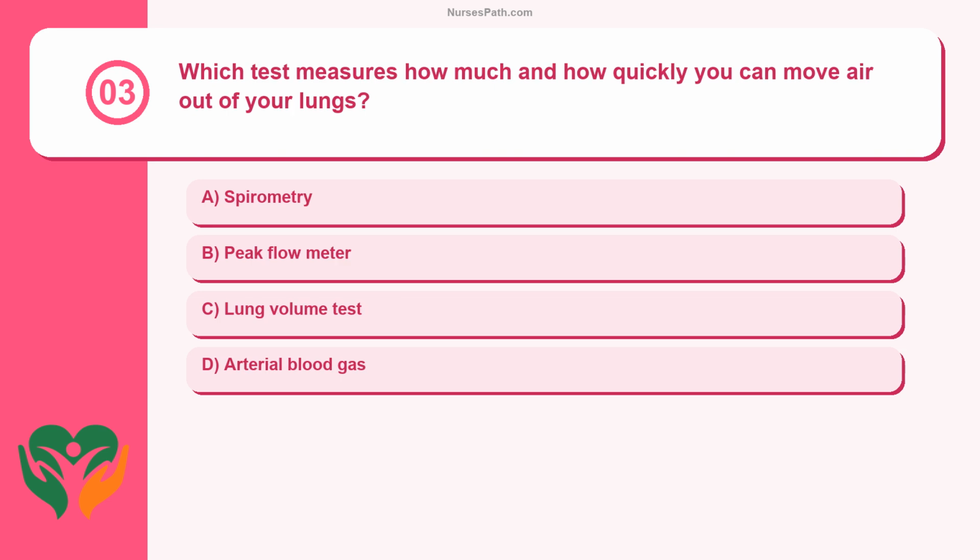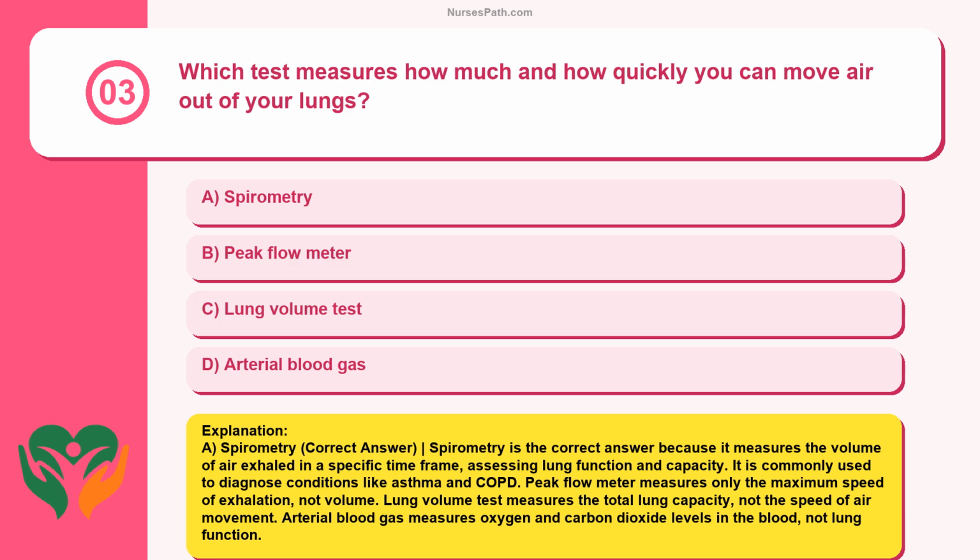Question 3. Which test measures how much and how quickly you can move air out of your lungs? A. Spirometry, B. Peak flow meter, C. Lung volume test, D. Arterial blood gas. A. Spirometry. Correct answer. Spirometry is the correct answer because it measures the volume of air exhaled in a specific time frame, assessing lung function and capacity. It is commonly used to diagnose conditions like asthma and COPD.